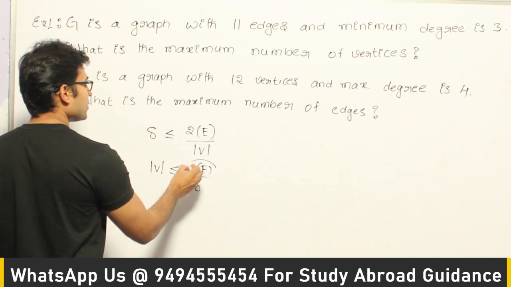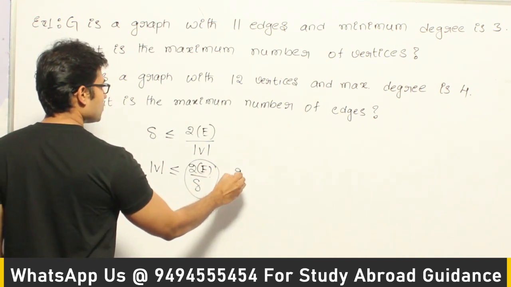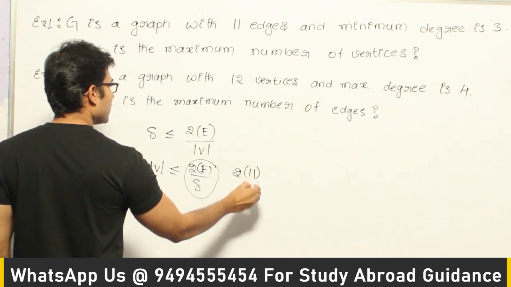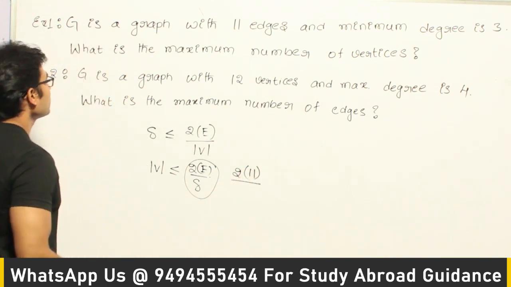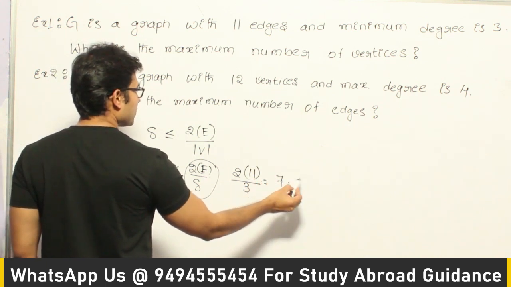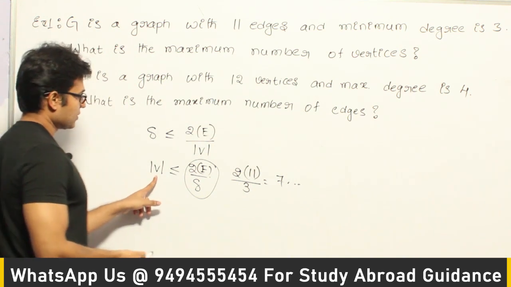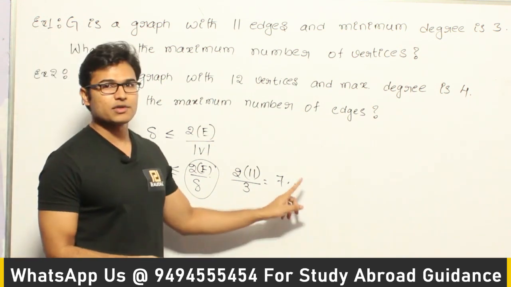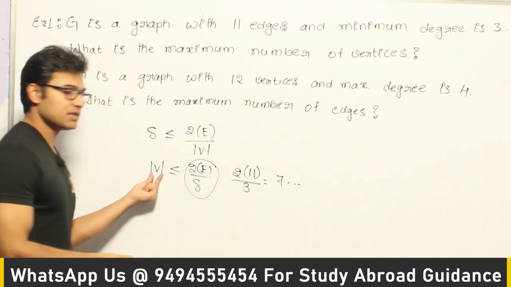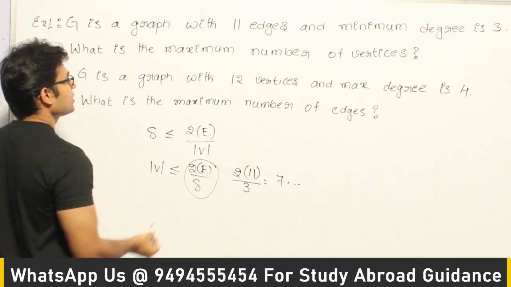Now what is this number? This number is 2 into e. So 2 into number of edges is 2 into 11 divided by delta. So small delta is given as 3. So 22 by 3, it is 7 point something, isn't it? So which means our number of vertices should always be less than or equal to 7 point something. Then what is the maximum value our vertices can have? 7, isn't it? So the answer is 7.